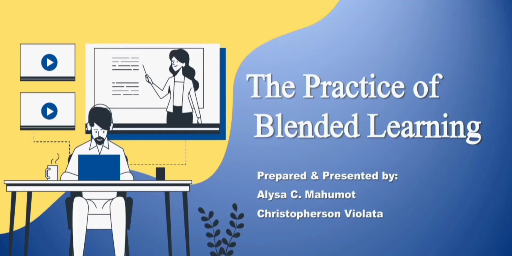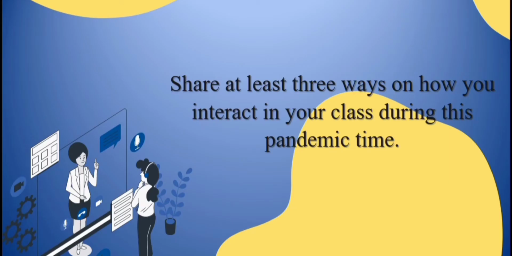We're here to discuss our assigned topic, which is Unit 6 Lesson 3, entitled The Practice of Blended Learning. But before that, let me ask first a refresher question that opens up the scope of our topic. Share at least 3 ways on how you interact in your class during this pandemic time. Then comment your answer in the Google Meet comment box, which serves as your attendance or additional points in today's session.